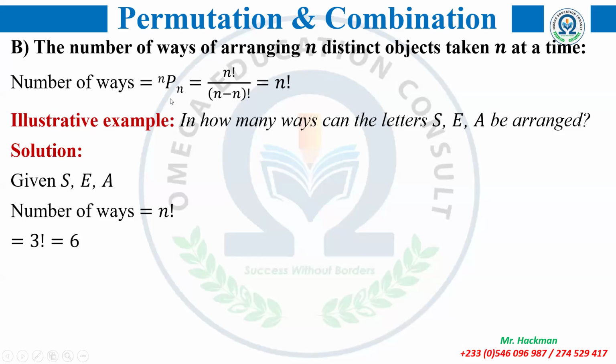Now, permutation n P r, but your r is n, taking n at a time. By definition, this will give us n. But remember, we did this when we were doing the simplification: n factorial over 0 factorial, which gave us n factorial.